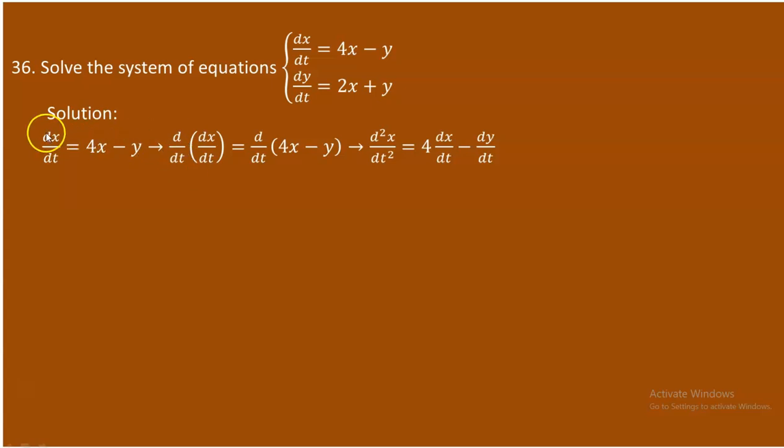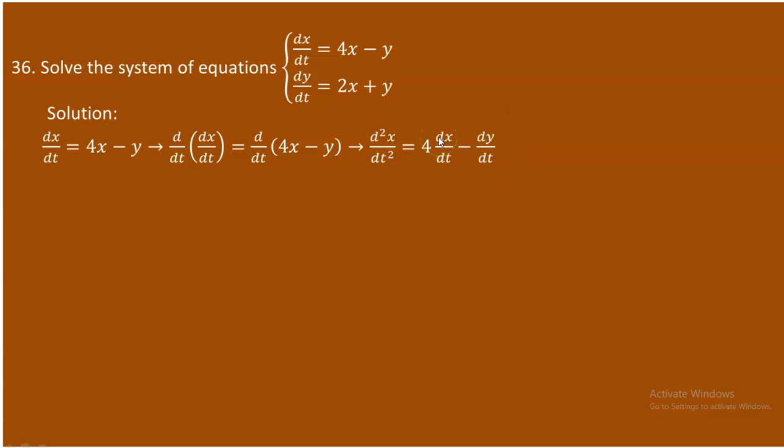So d by dt of dx over dt is again d by dt of 4x minus y. I simply take the derivative with respect to t for both sides. And this will be the second derivative of x with respect to t, as you see. And 4 can be taken out for dx over dt minus dy over dt.